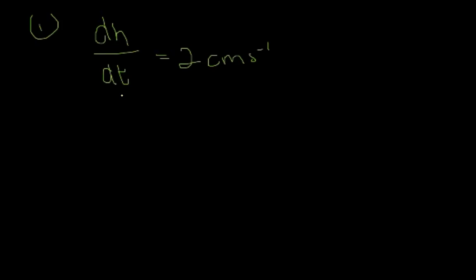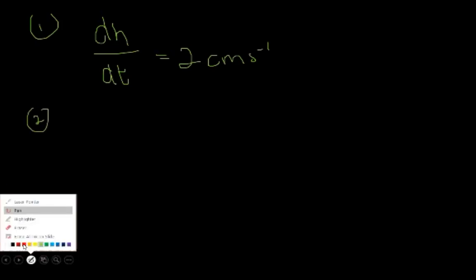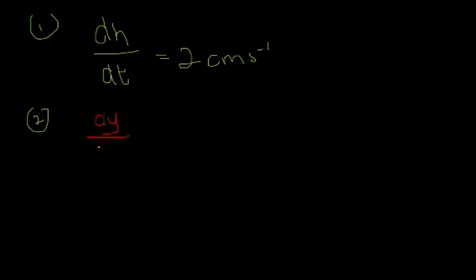I really hope this is making sense to you. What was there? I just said dh on dt, where h is my symbol for the height, is 2. They told me that, 2 centimeters per second. Then the second step is to manipulate the chain rule to get what you want. So I will write the chain rule again, just to make sure that you're following what I am doing. So that's dy on du times du on dx.